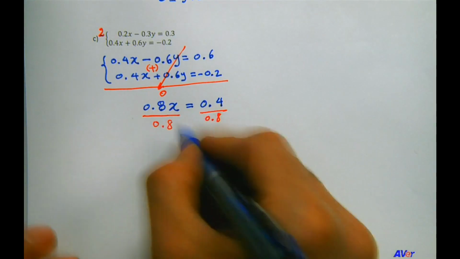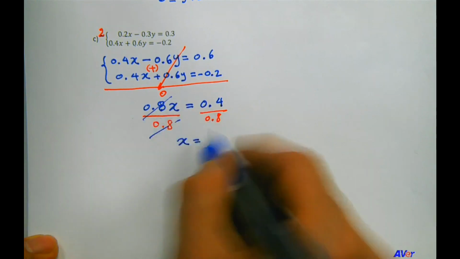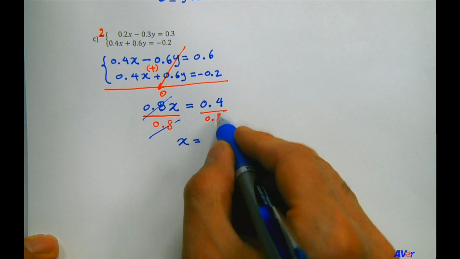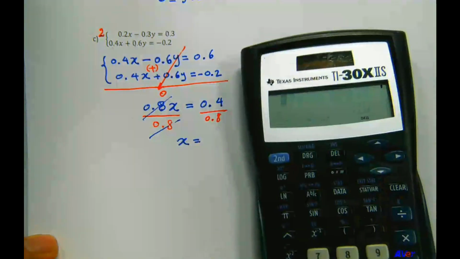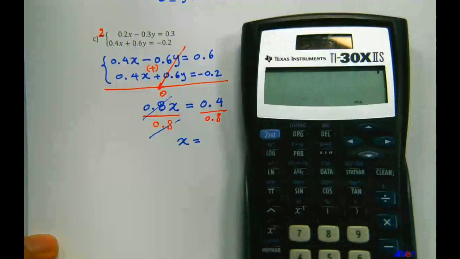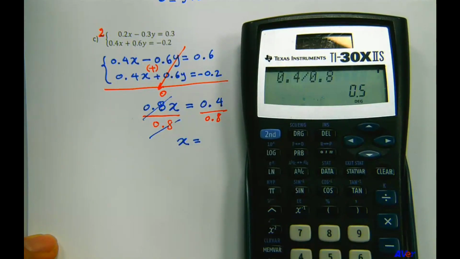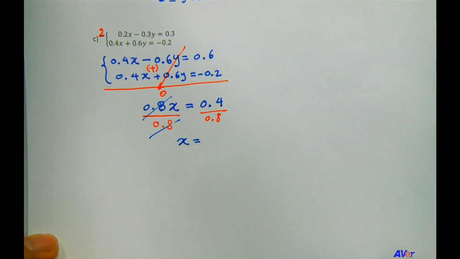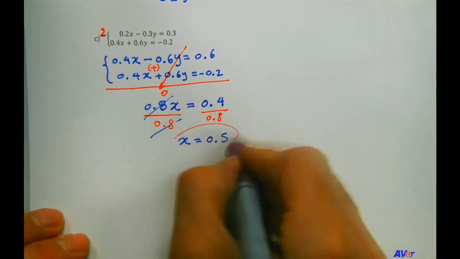On the left, we have x, because these cancel each other out. And we have 0.4 divided by 0.8. That's 1/2, right? Or 0.5. Let's see, just to make sure. With these decimal numbers, you never know. Like that. So 0.5. So that's the value of x.